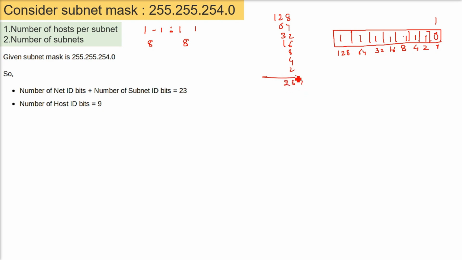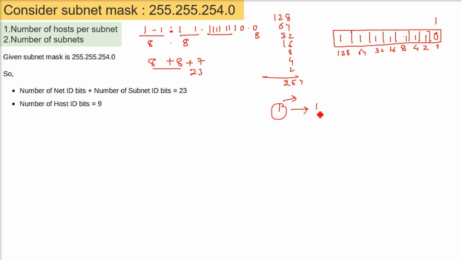So we have 7 ones and 1 zero. First 255, 8 1 bits. 255, 8 1 bits. 254, 7 1 bits and a 0. And then we have 8 zeros for the last octet. So 8 plus 8 plus 7. How many ones are there? So 8 plus 8 is 16. 16 plus 7 is 23. So the number of ones is 23.